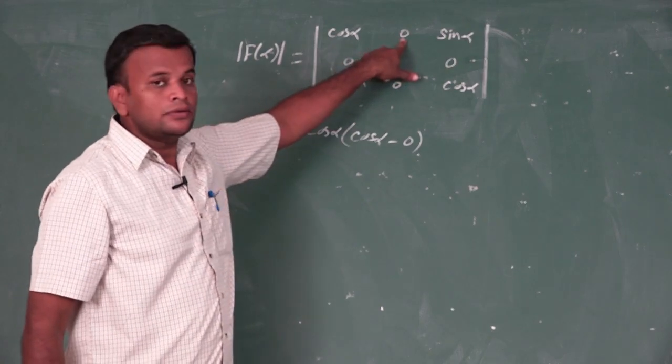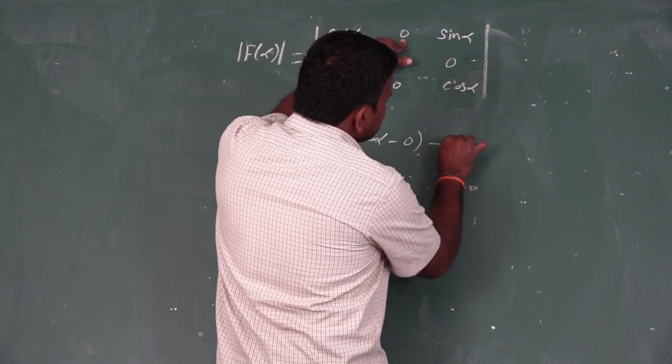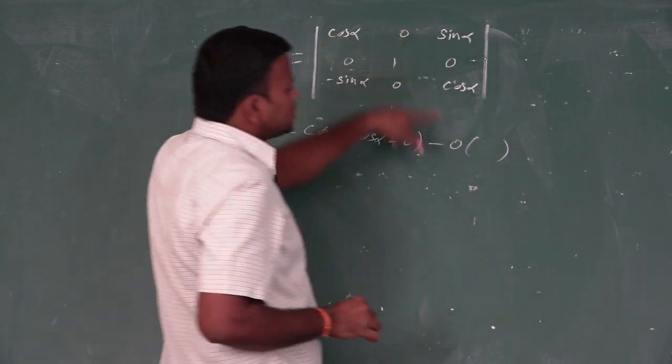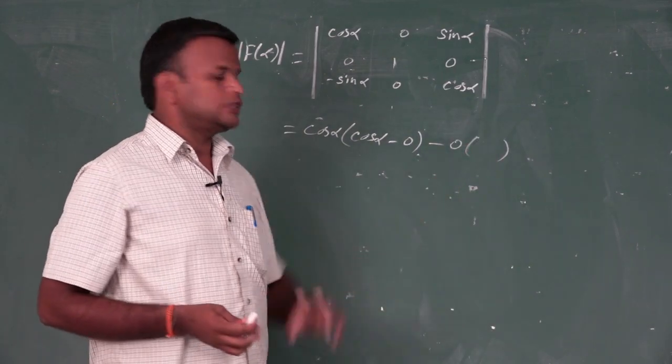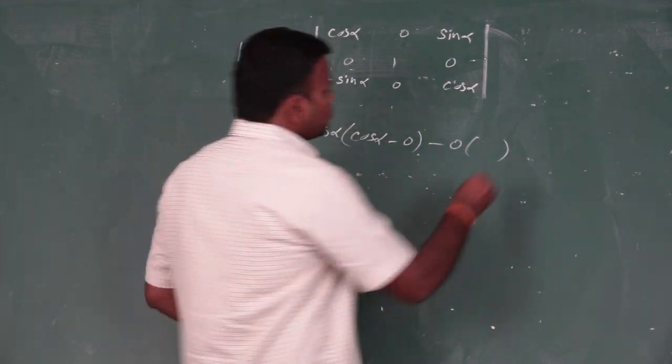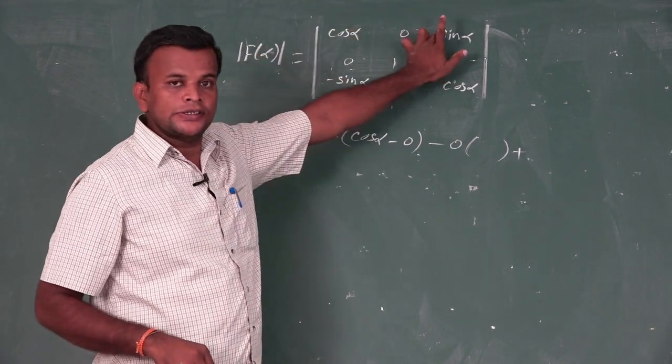Next 0. The sign of this element is always minus. 0 outside is 0, so 0 into anything is also 0. So you don't find this value.